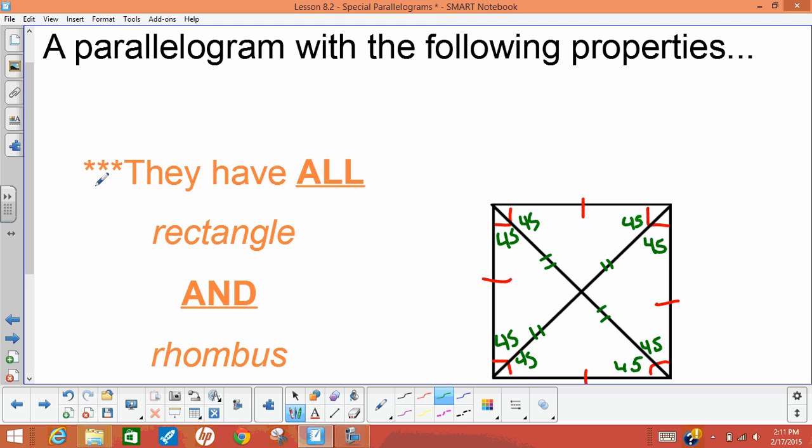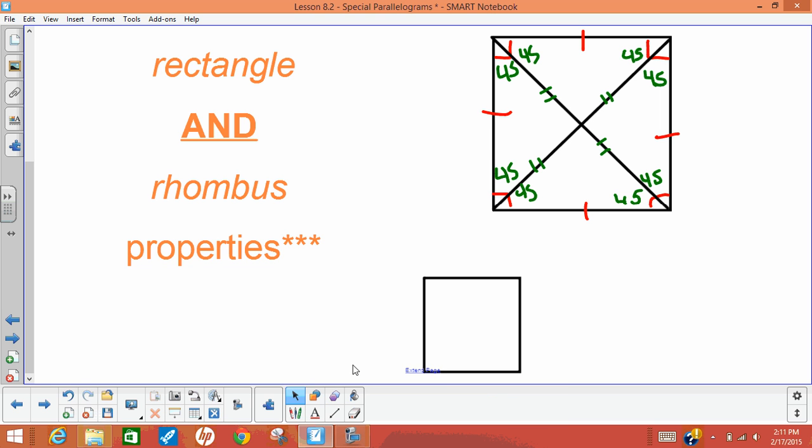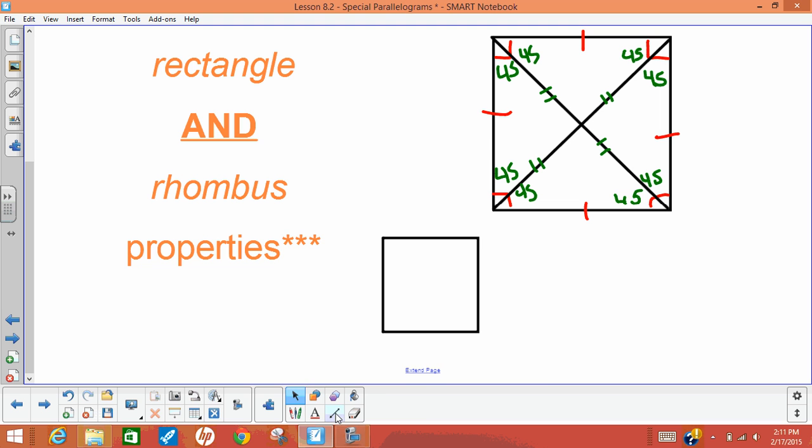And also an interesting thing, if we cut a square in half, so I'm going to draw a new square, a smaller square. If I draw just one diagonal of this square, if it'll let me, what I end up with is two 45, 45, 90 right triangles.